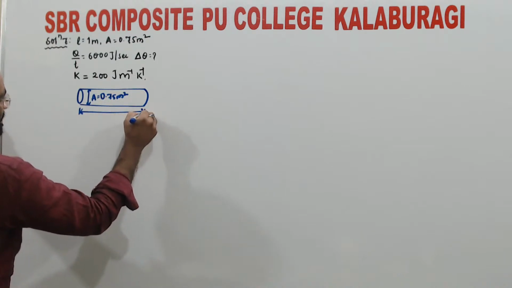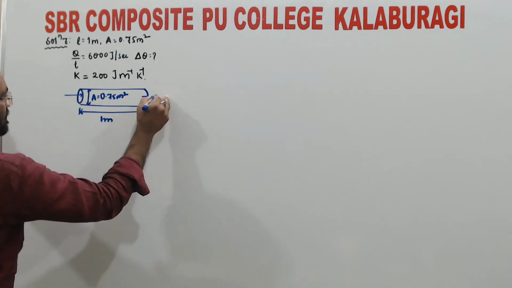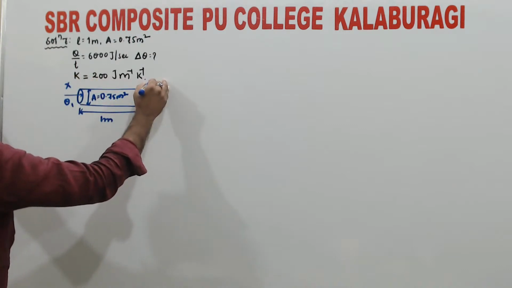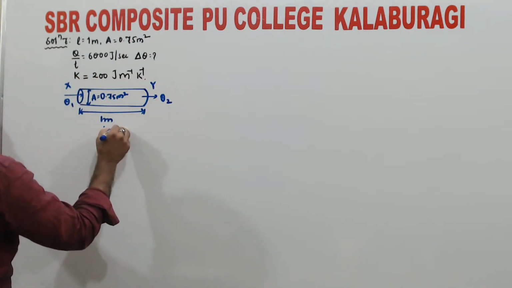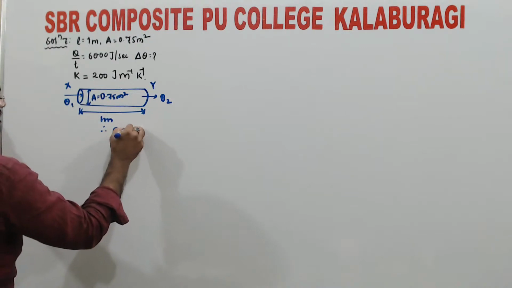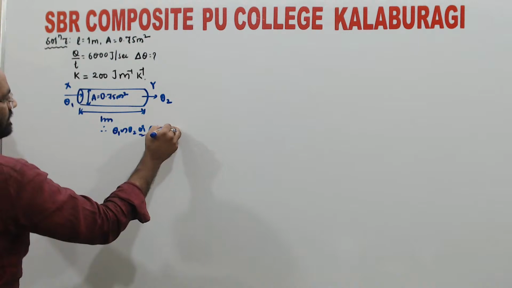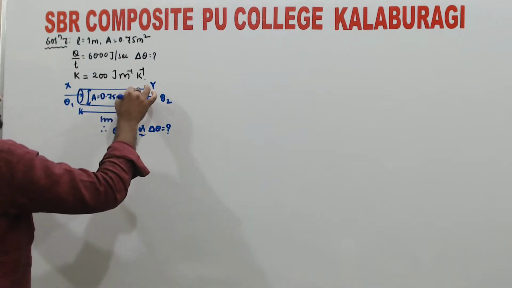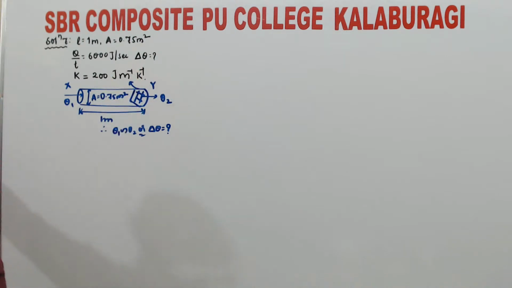The length is given. How much is it? 1 meter. The heat energy flows from point X to point Y. That is theta 1 and theta 2, which is called the temperature difference. Theta 1 minus theta 2, or you can write delta theta is equal to question mark. This you have to calculate. The coefficient of thermal conductivity associated with this material is 200 joules per meter per Kelvin.